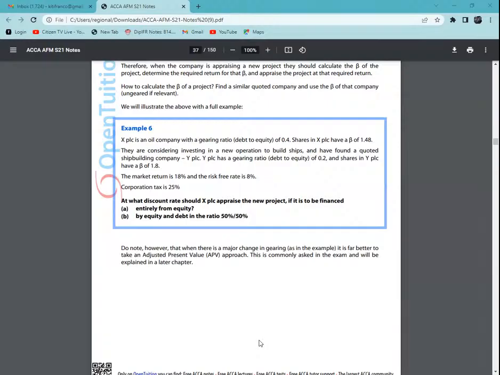Now, from there, ladies and gentlemen, we have a corporation tax rate of 25%. So then what discount rate should XPLC use to appraise the new project if it is to be financed, A, entirely from equity, and B, equity and debt in the ratio of 50-50? So let's agree one thing. Should I do this question directly, or should I give you 1, 2, 3 minutes to try the question yourselves?